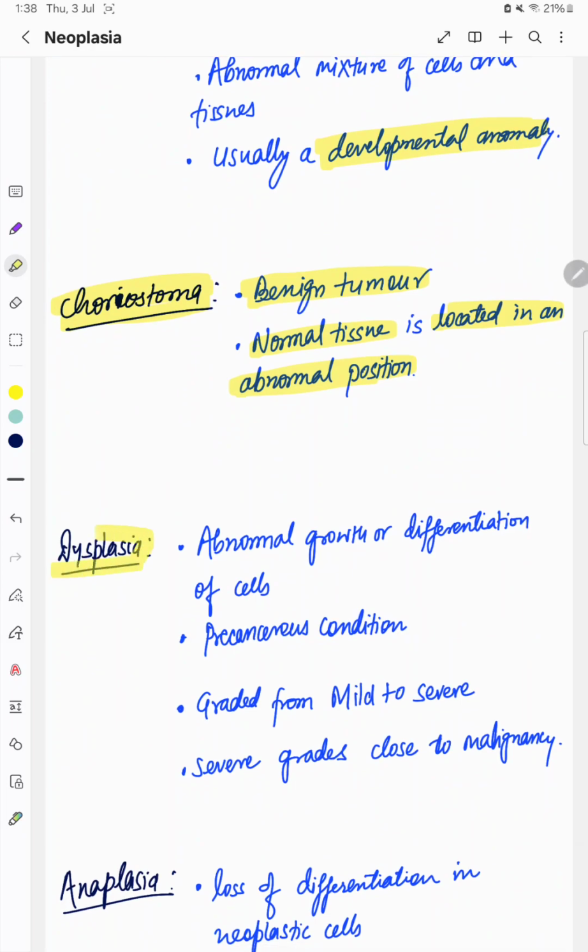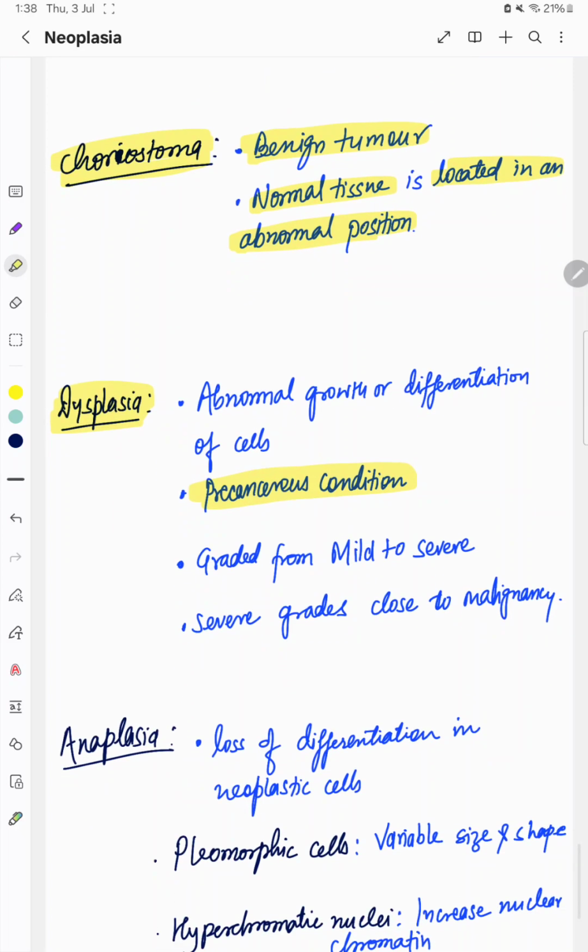Now another very important term is dysplasia. Dysplasia is abnormal growth or differentiation of cells, and this is a precancerous condition. Dysplasia can be graded from mild to severe. The more severe the dysplasia, the closer it is to malignancy.